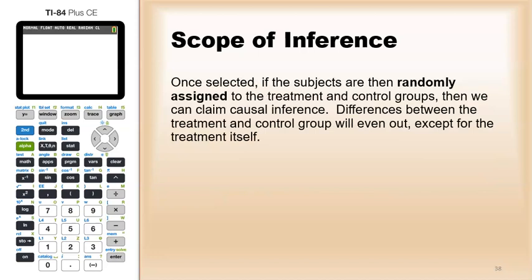Once selected, if the subjects are then randomly assigned to treatment and control groups, then we can claim causal inference. So, assuming again our samples are large enough, any differences between the treatment and control groups will even out except for the treatment itself. So if there really is a difference, it's because of the treatment.